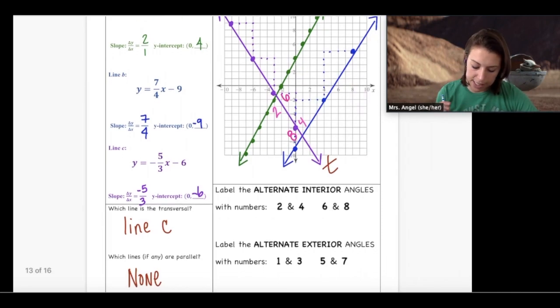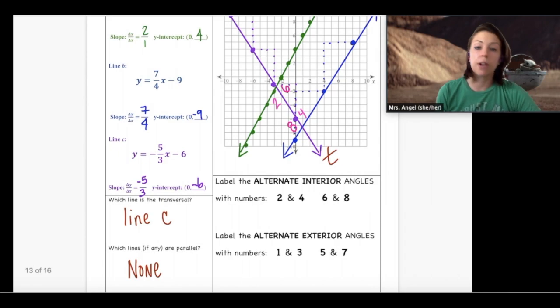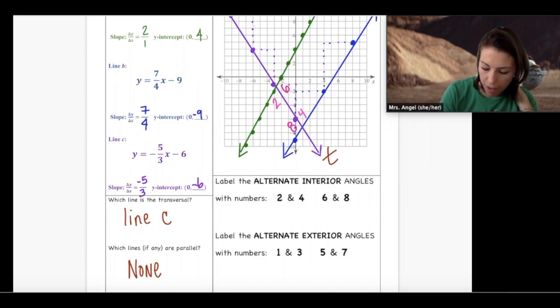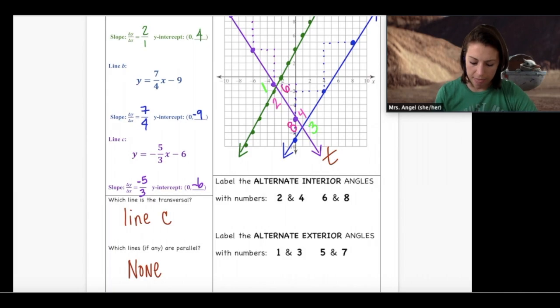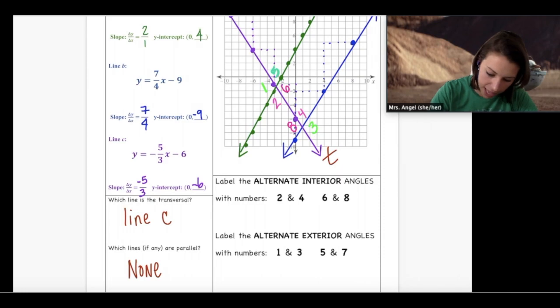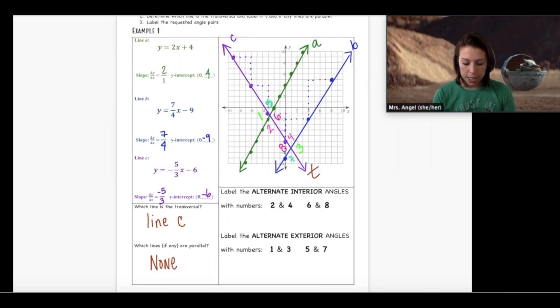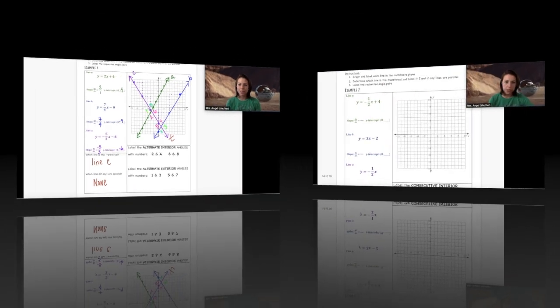Okay, up next it says label the alternate exterior angles. So again, opposite sides of the bridge, but this time on the river bank. 1 and 3, 5 and 7. I'm going to go ahead and say this over here is angle 1. That would be this one here, angle 3. Okay, and then let's say I wanted to make the other angle on the exterior angle 5. That leaves us with 7 right there. And we're done. We've now graphed the lines, labeled the transversal, neither was parallel, and we did the alternate interior and exterior angles.